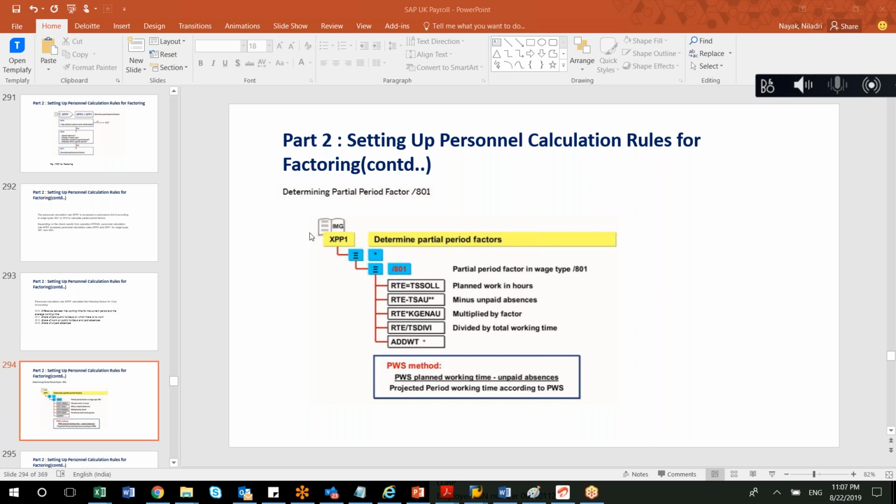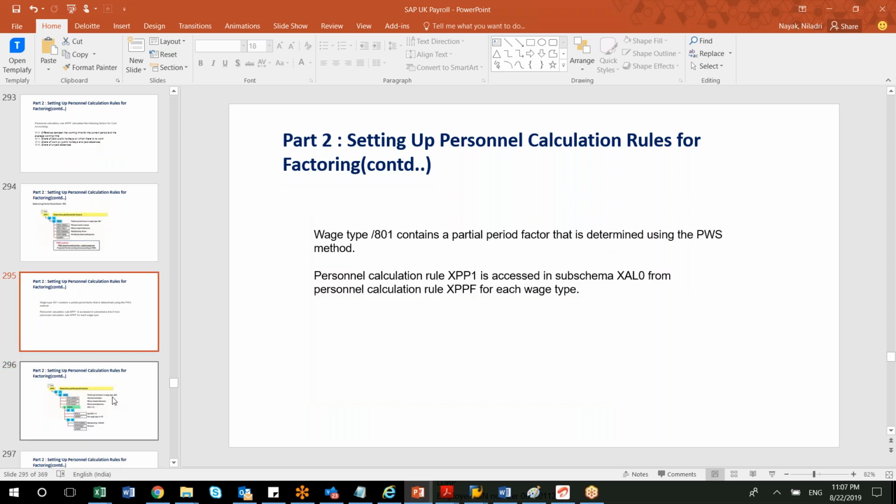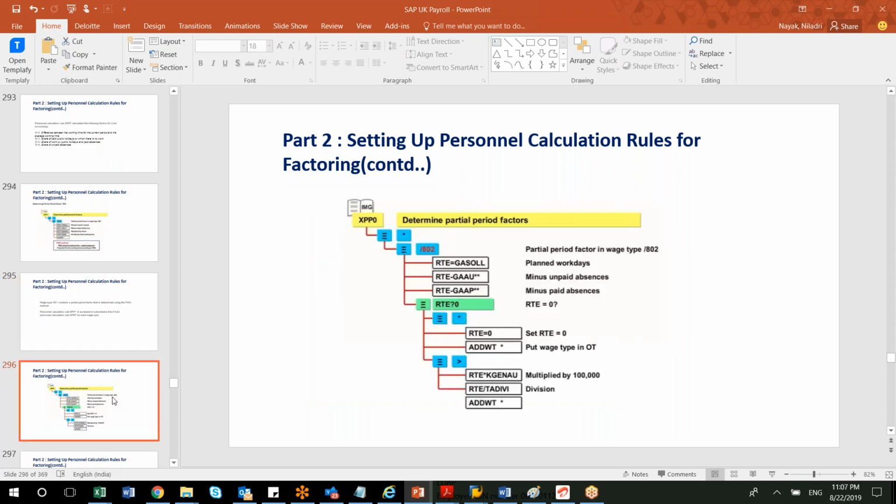I have explained one of the secondary wage types, which is generated due to this factoring process. Similarly, there are others like /802, and I have given an example of how these are calculated. You just go through that. It is more or less the same, but the calculation formula is different. So in /802, what will happen?